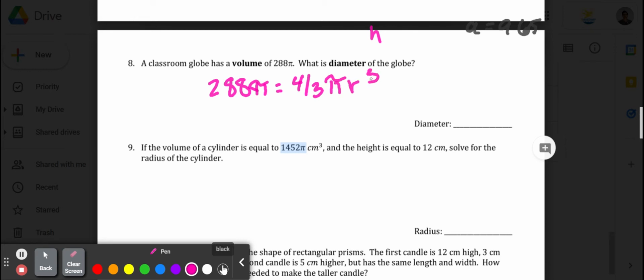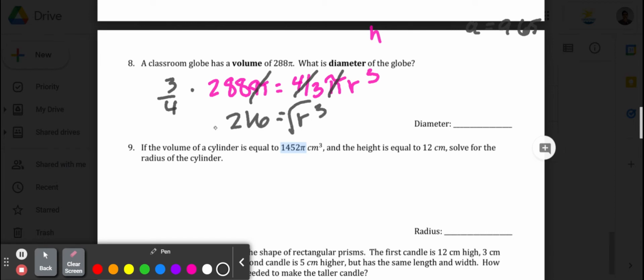So first things first, the pi's are going to cancel out when I divide them. And then I can multiply by the reciprocal to cancel that out. So that's 288 times 3, then divided by 4. So I get 216 equals r cubed, and then I just cube root it. There's a cube root function on your calculator that you can do pretty easily, but the cube root of 216, which is a convenient cube root, is 6. So my radius is 6. It's asking for a diameter, so the diameter is going to be double that, or 12.